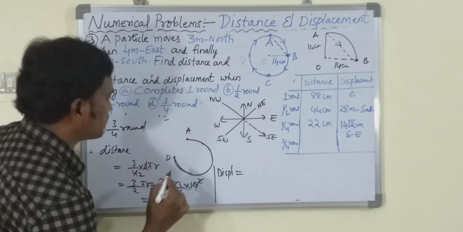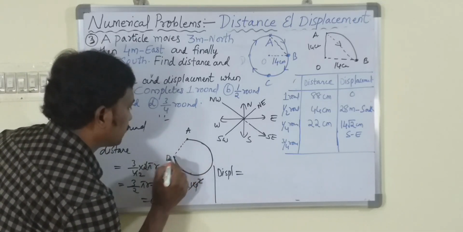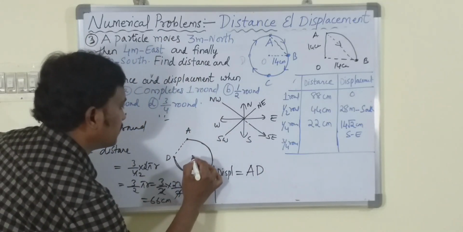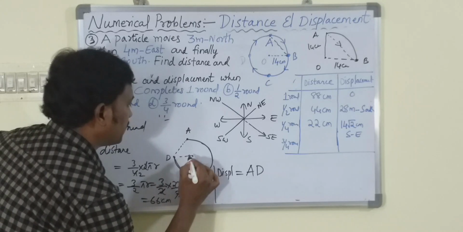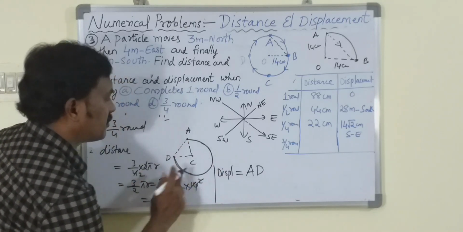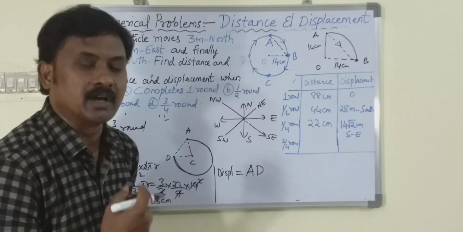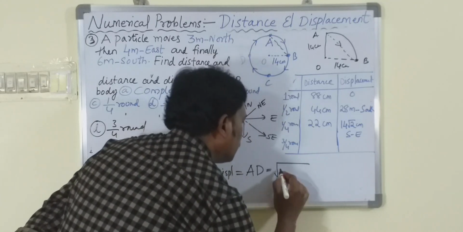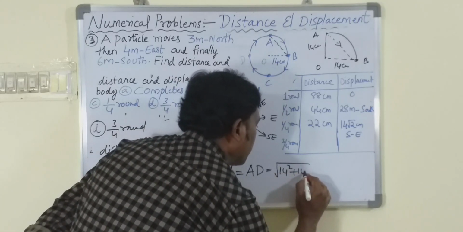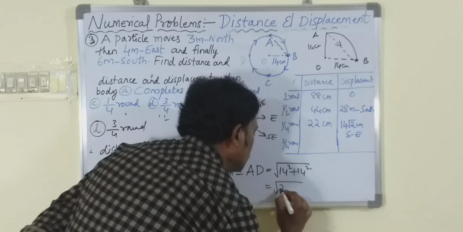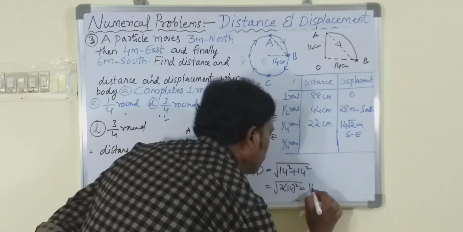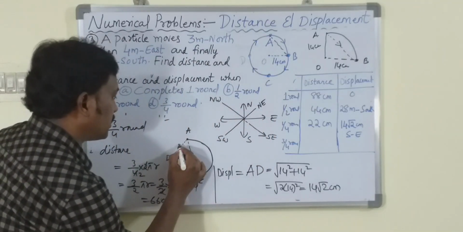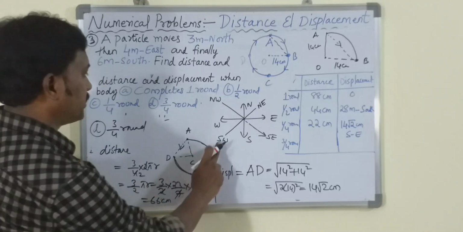Now coming to displacement. What is the displacement? So displacement is AD. Again, we can see this is the center of the circle and this one will be the radius and this is the radius. So we can again form a right angle triangle, and we can apply the Pythagoras theorem. So AD is under root 14 square plus 14 square. So 2 times 14 square, you are getting 14 under root 2 centimeters. And what is the direction? This is the initial and this is the final. So the direction is this. So it is southwest.